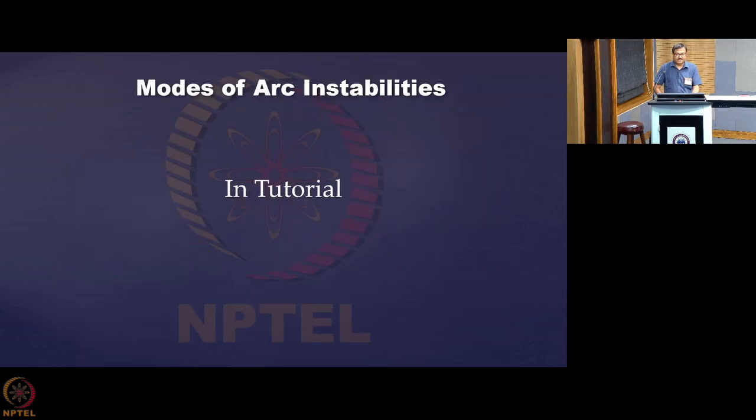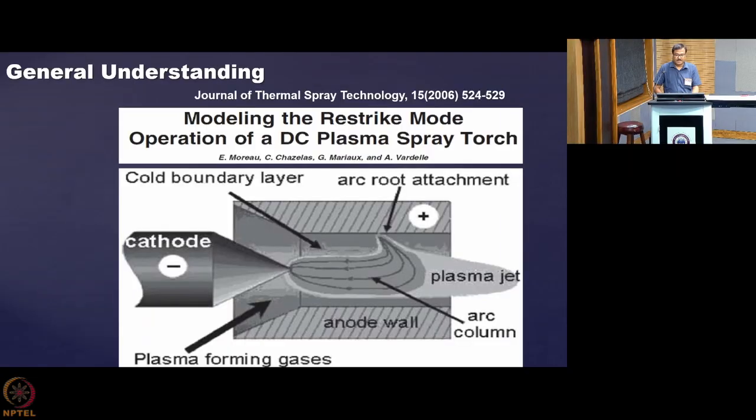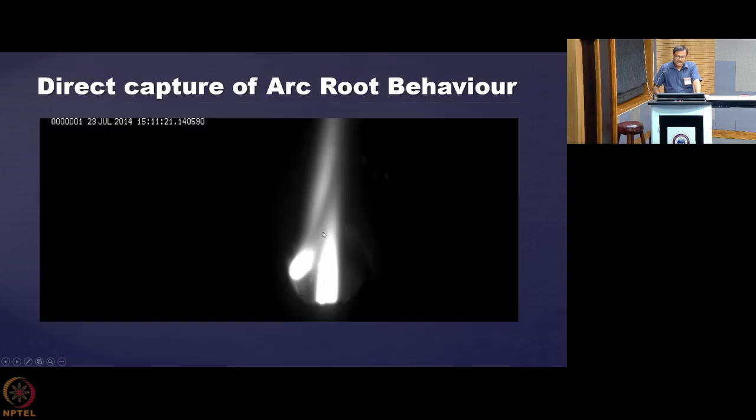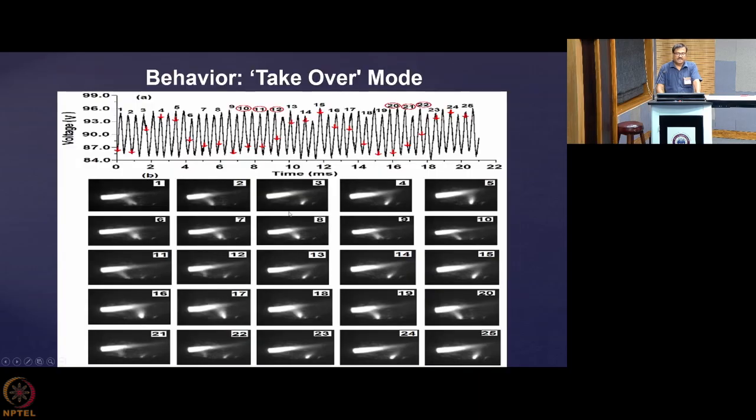Actually, one thing you should understand here is that the arc length can vary if the arc is dragged downward by the aerodynamic drag force. Or if the arc root moves over the anode surface, then also the arc length will vary. And if it even rotates, then it may happen that there is a mild variation in the arc root. So suppose the arc root is moving up and down in a regular fashion, then you will see the takeover mode kind of instability like this one.